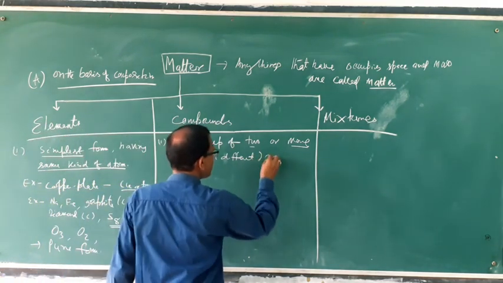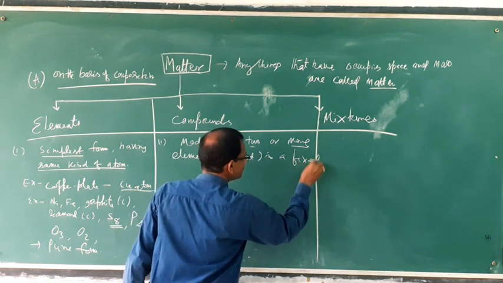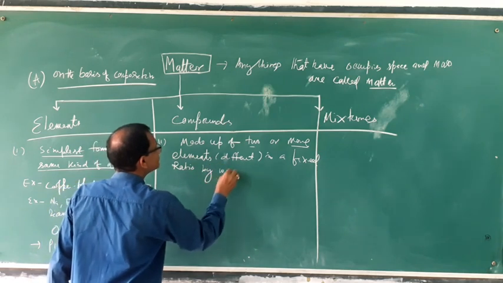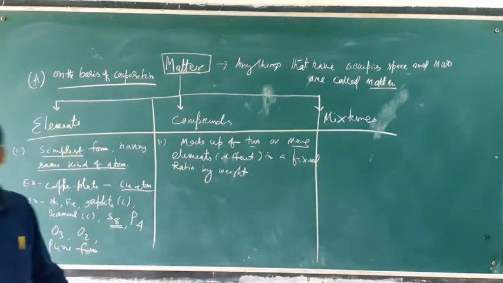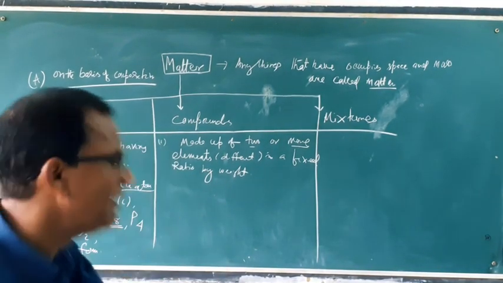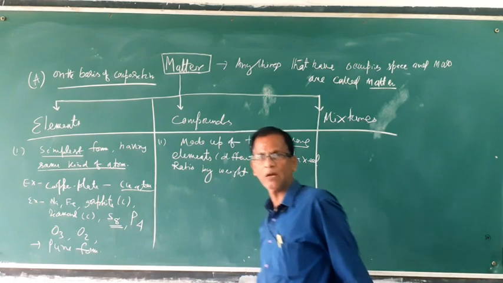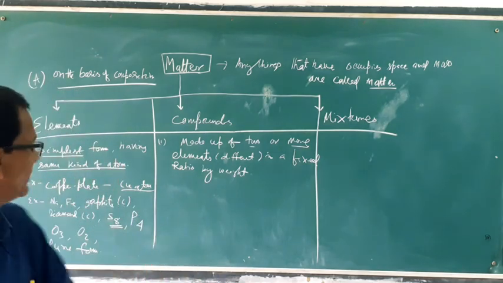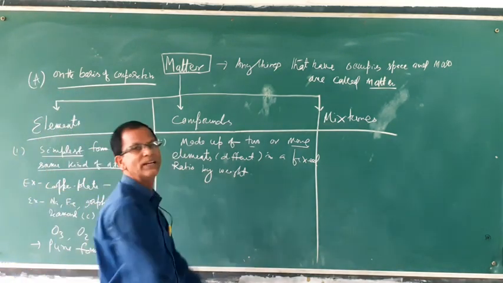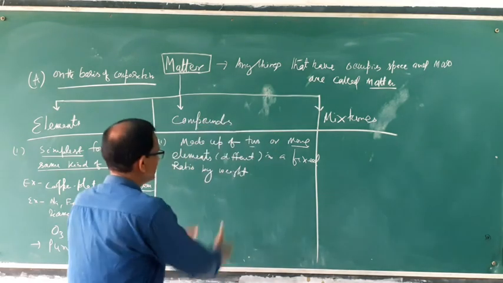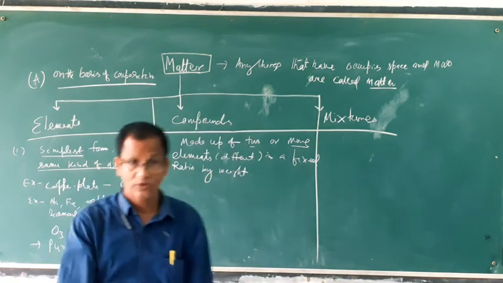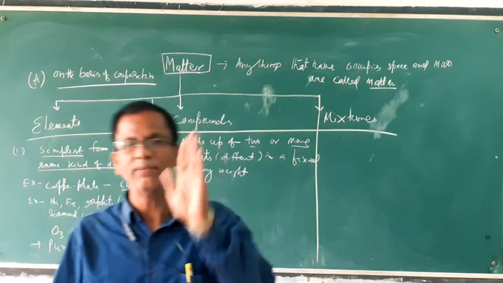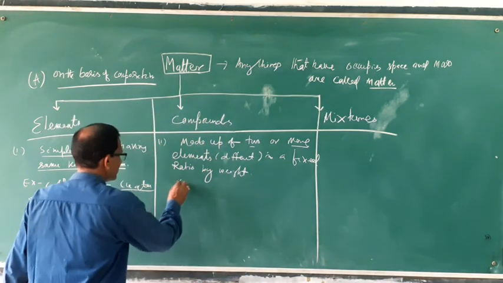in a fixed ratio by weight. What does it mean? It is made of two or more different elements in a fixed ratio by weight. It means their weight in the compound is fixed, not changeable. It cannot be changed. It cannot be different. It always remains constant. For example, water.